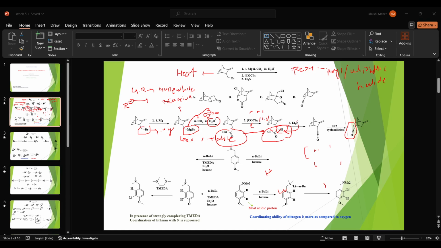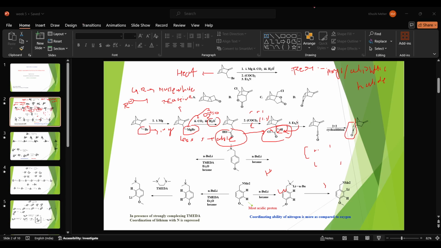And in the next question, we have cyclohexanone, and the given reagents are phenylmagnesium bromide, paratoluenesulfonic acid, then borane and PCC, and in the last step metachloroperbenzoic acid. So what is the expected product in the whole reaction?